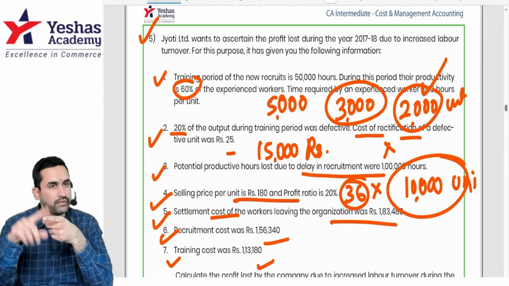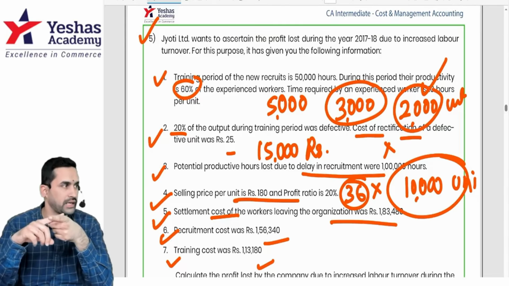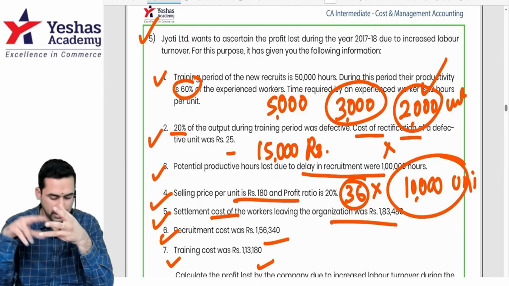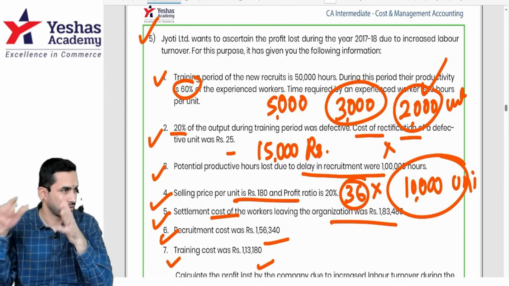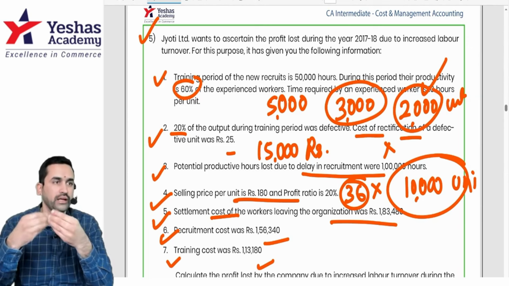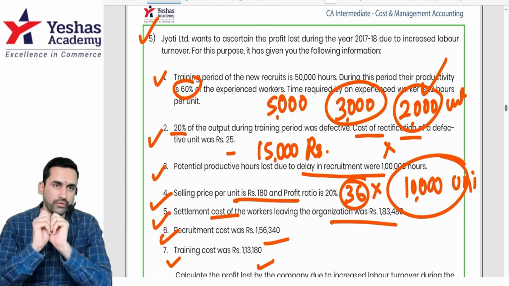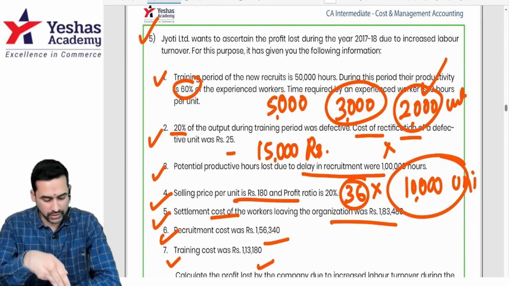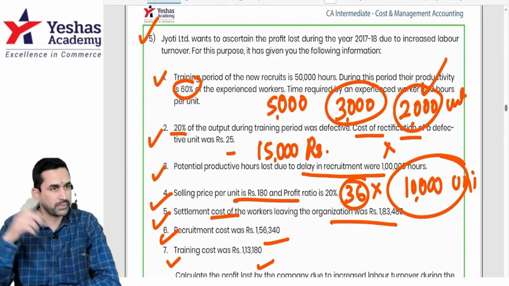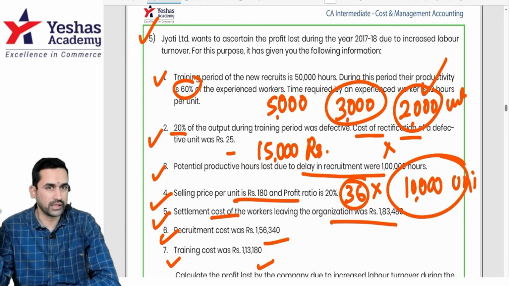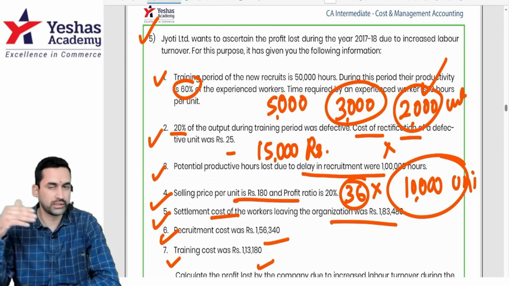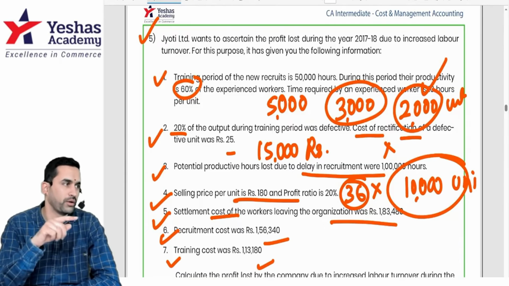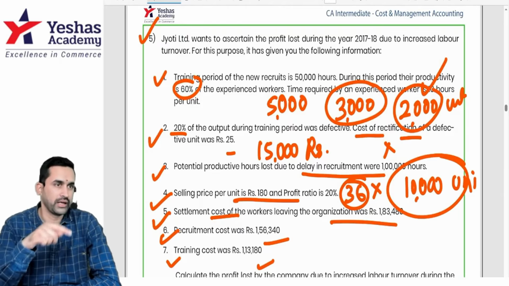Then during training, there were defective pieces that had to be rectified, which had some cost. Then the settlement cost of those people who left, then the recruitment cost, then the training cost. Add everything. If that comes to say 10 lakh rupee, that is the amount of loss because of labor turnover. If no one had left, why would you spend on recruiting and training? That number could be zero if nobody leaves the company. Because somebody has left, you have to hire somebody. Because you have hired new people, you have to train them, and training will create expense for you.